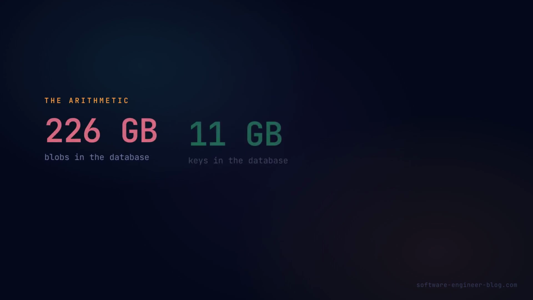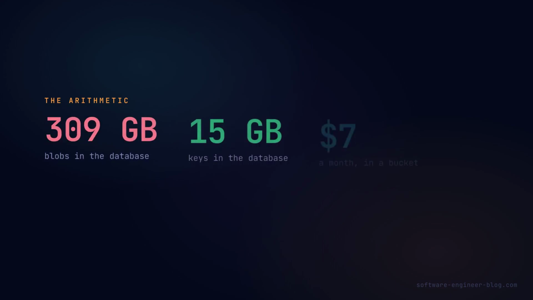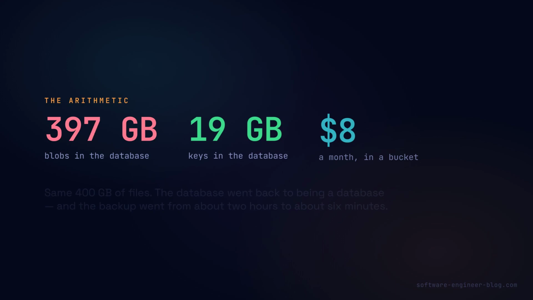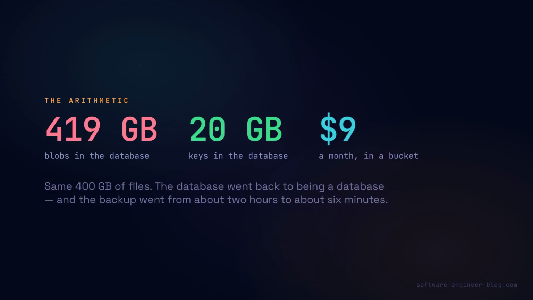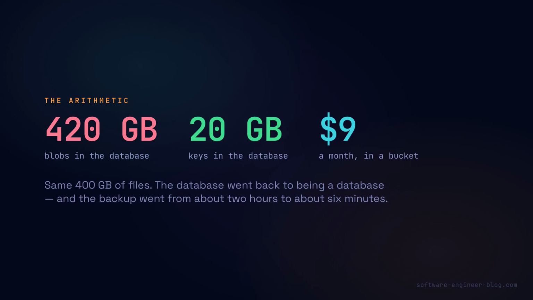So the arithmetic, the same 400 gigabytes of files. Before, a 420 gigabyte database and a 2-hour backup window. After, a 20 gigabyte database, a 6-minute backup, and a bucket costing around $9 a month. Nothing was deleted, nothing was compressed. The bytes simply went to the tier that was built to hold them, and the database went back to being a database. So the whole thing in 4 lines.